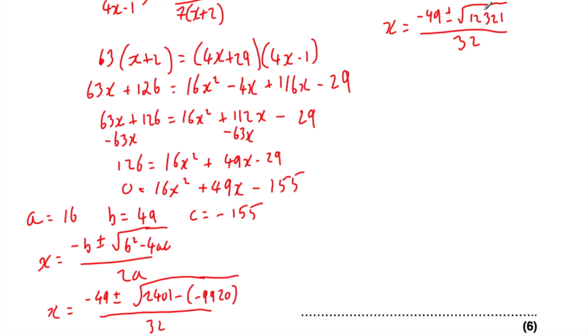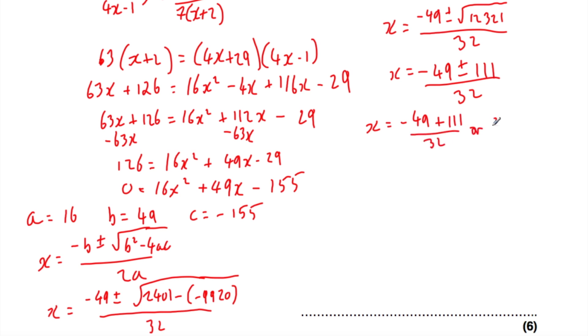Now, that's actually a square number. If we square root 12,331, you get 111. So we end up with x is equal to minus 49 plus or minus 111, because that is a square number. And then if you divide that by 32, that'll give you your solutions. So either x is equal to minus 49 plus 111 over 32, or x is equal to minus 49 minus 111 over 32.